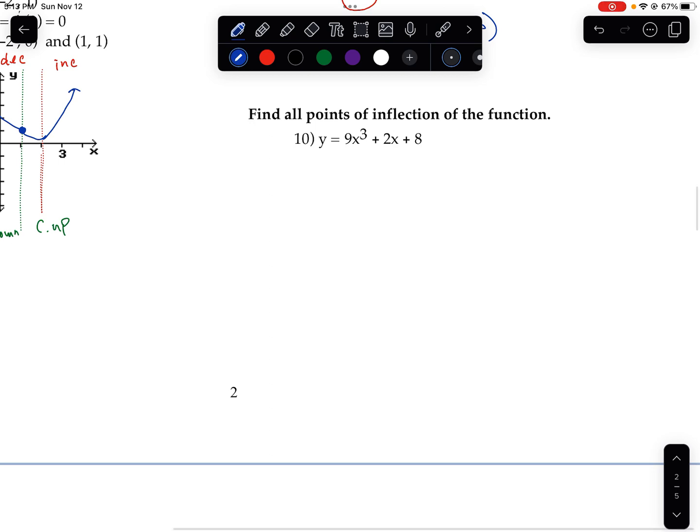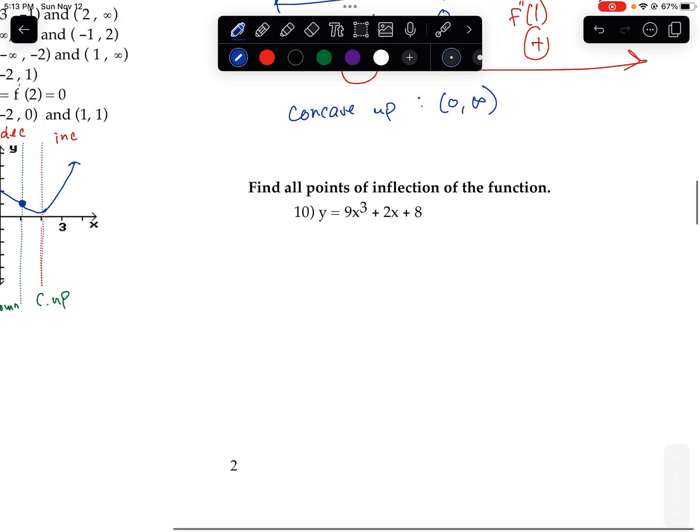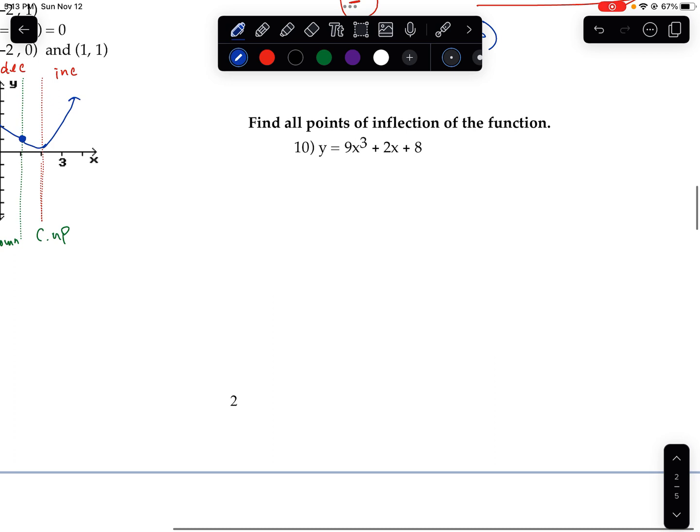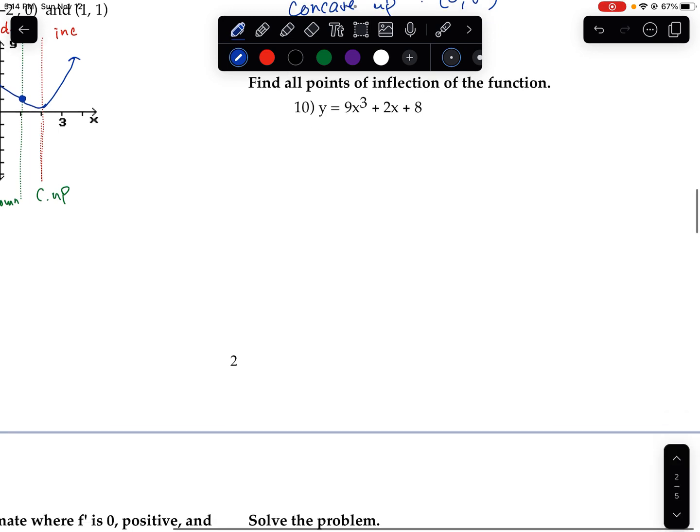Find all points of inflection of the function. Okay. So points of inflection is when a function changes from concave up to concave down. So again, I'm essentially going to be using the concavity test to help me out with this.